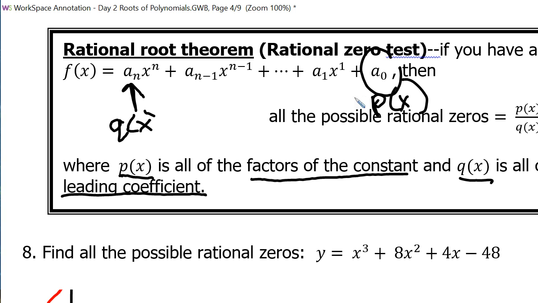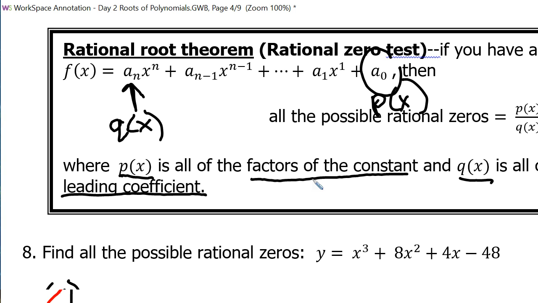So number 8, find all the possible rational zeros for that polynomial. Y equals x cubed plus 8x squared plus 4x minus 48. Okay, so let's begin. First thing, we have to find all the possible rational zeros, we have to find P of x over Q of x. And they defined these for us. They said P of x is all of the possible factors for what?